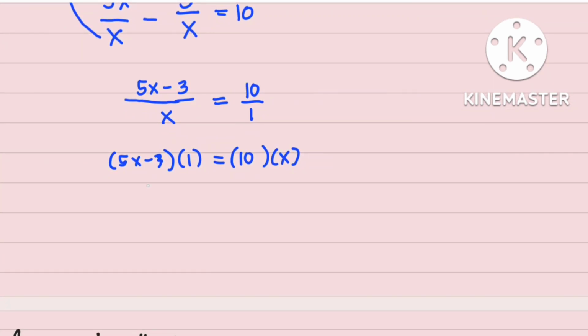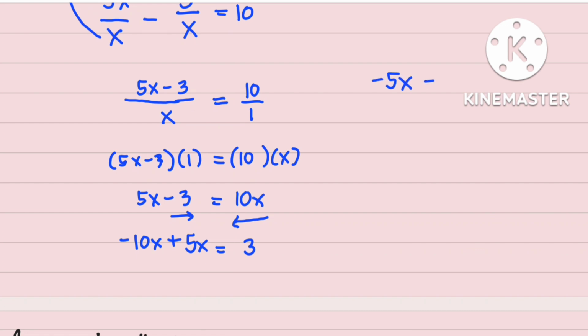5x minus 3 times 1, still 5x minus 3. This is equal to 10x. Moving 10x to the left, it becomes negative 10x. 5x stays on the left, so its operation stays the same. Moving negative 3 to the right, it becomes positive 3. Negative 10x plus 5x, that's negative 5x, and it should be equal to 3. So, dividing both sides by negative 5, we obtain x to be equal to negative 3/5. Got it?